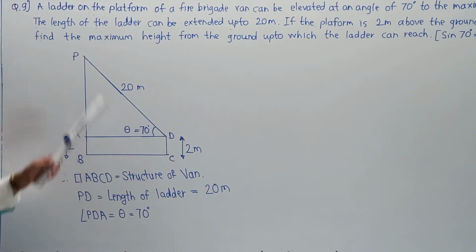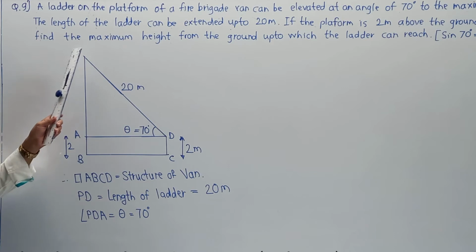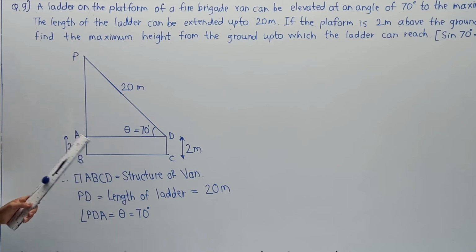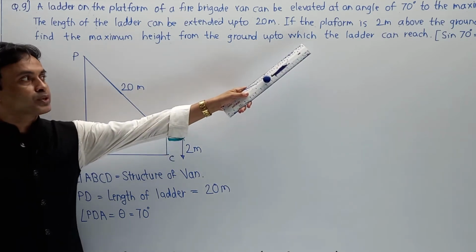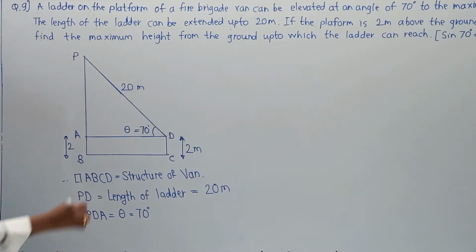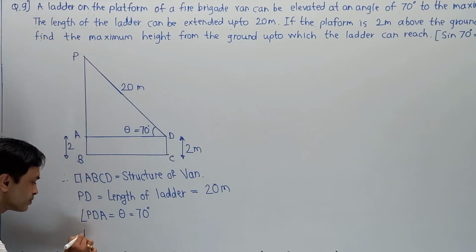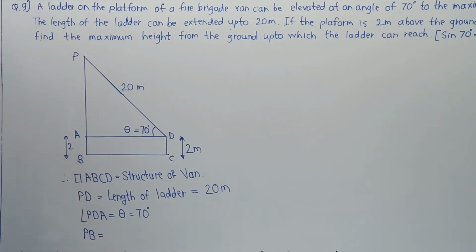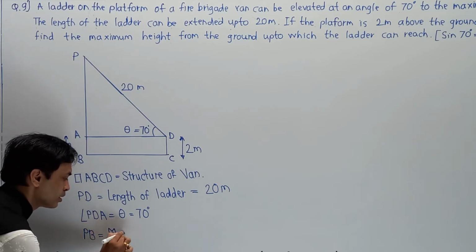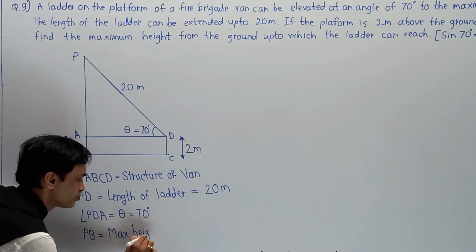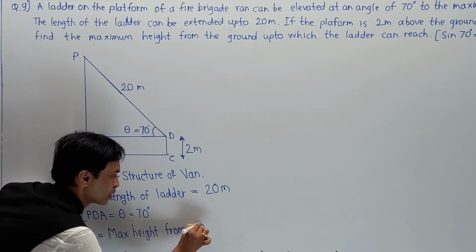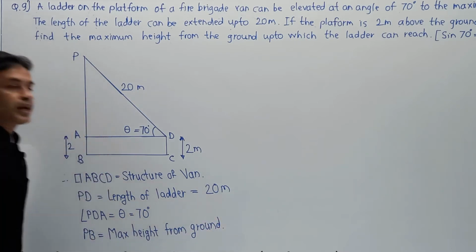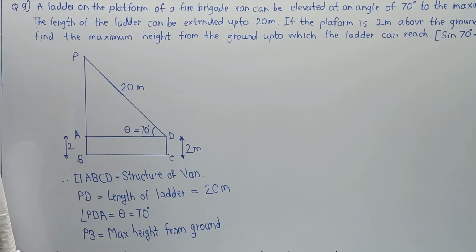And the last part, our target is to calculate PB. Our target is to calculate PB, and that is nothing but the maximum height from the ground up to which the ladder can be reached. So your target is PB, the maximum height of the ladder from the ground, or from ground level. And in this way you can give the entire description.